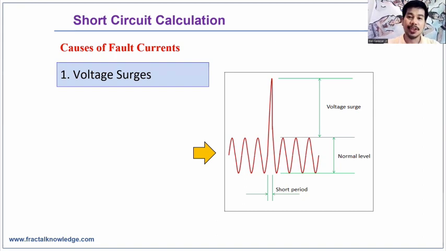A voltage surge is an increase in electrical voltage in a circuit that is above the normal operating voltage. If the surge is large enough, it can cause the current in the circuit to increase to a level that is higher than the circuit is designed to handle. This can cause the circuit to become overloaded and potentially create a short circuit.